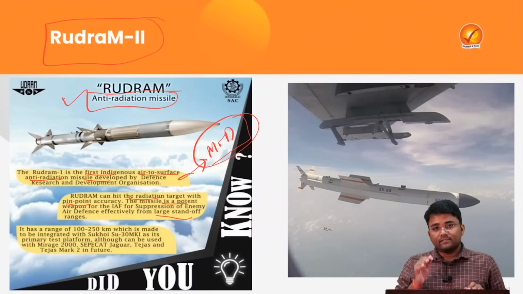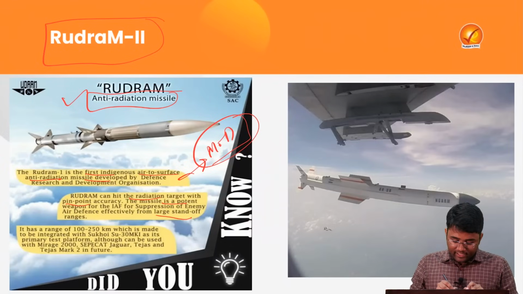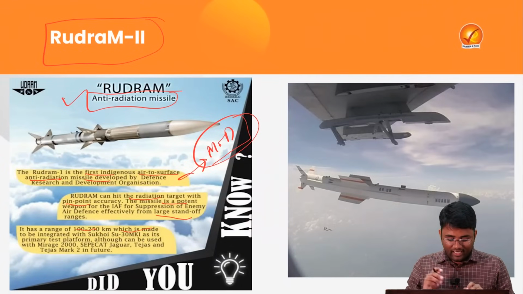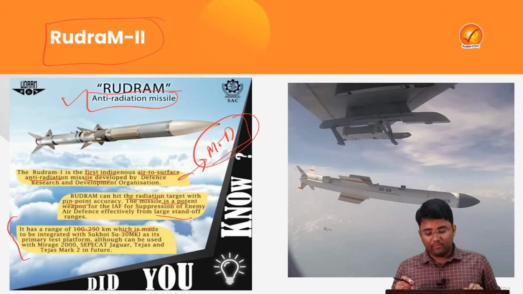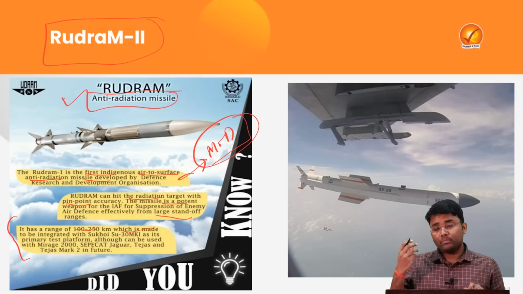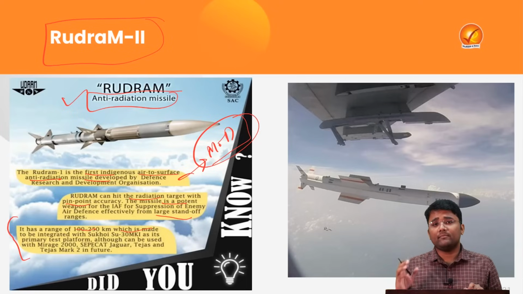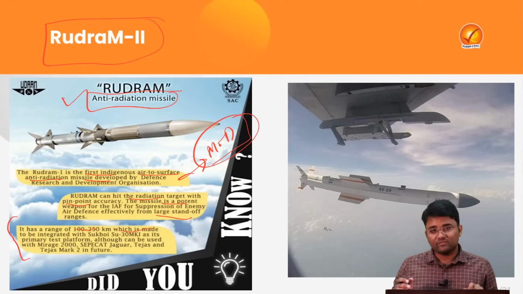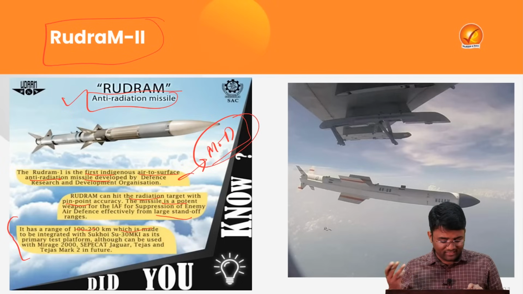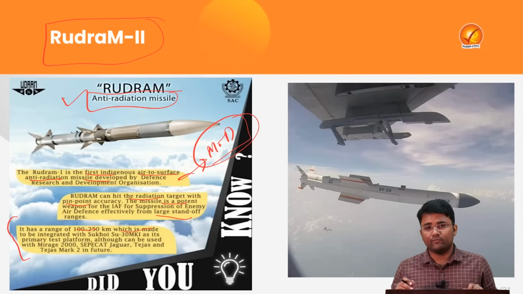The Indian Air Force can make better use of it through different fighter jets that are there in India. This Rudram 2 missile has a range of 100 to 250 km, and it is made to be integrated with the Sukhoi Su-30 MKI. The Su-30 MKI is being used as the primary test platform for this missile, although it can be used with Mirage 2000, Jaguar, Tejas and Tejas Mark II in future for various safety and security needs of India.